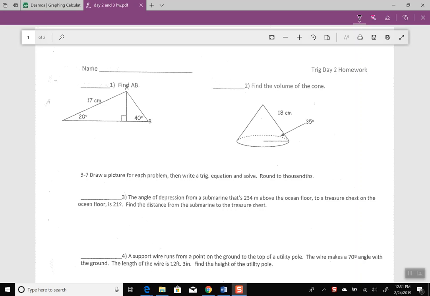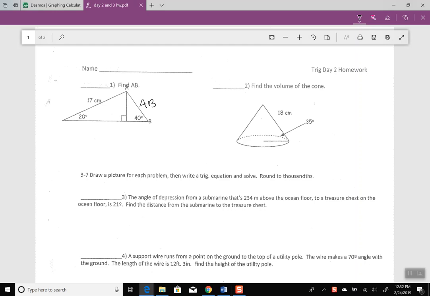Okay, this will be a video for the day 2 trig homework solutions. I'm not going to solve every problem out to completion, but I will set these problems up so you have a good idea how to go about them. So in this first one, it's asking us to find this length AB.